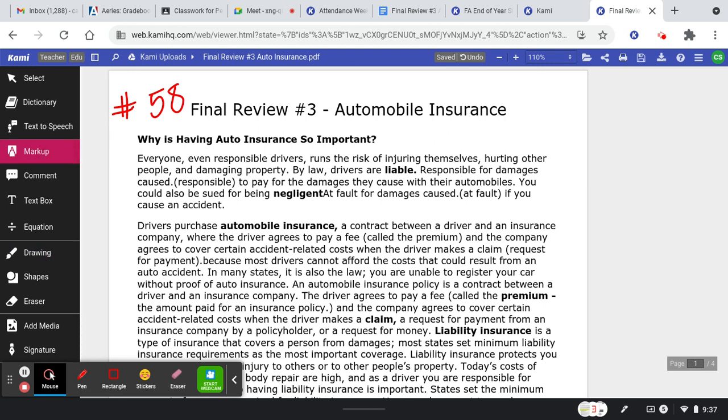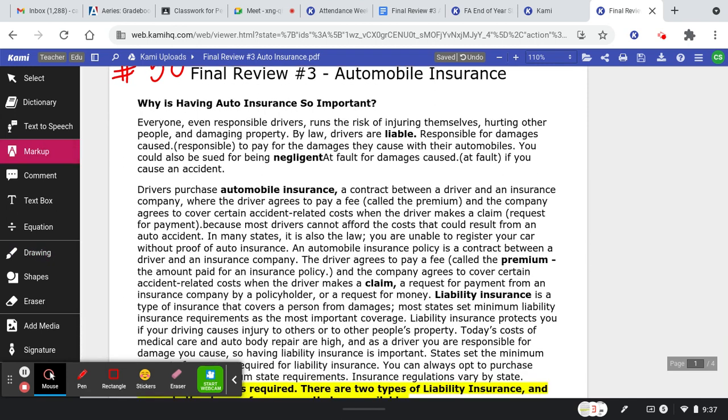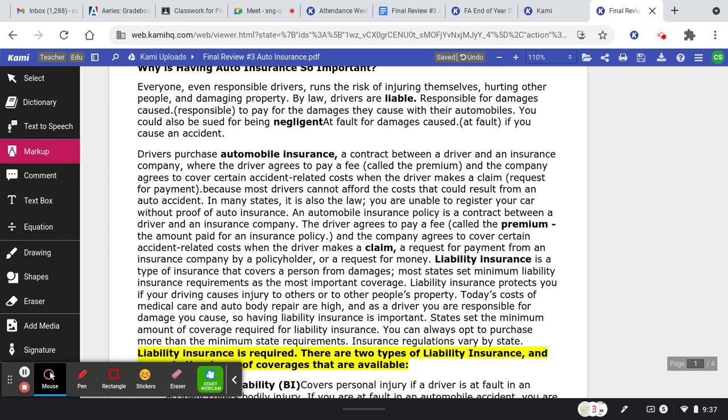Why is having auto insurance so important? Everyone, even responsible drivers, run the risk of injuring themselves, hurting other people, and damaging property. So just so you know, when you step in that car, drivers are liable. You're responsible for damages caused, to pay for damages caused with your automobiles. You could also be sued for being negligent or at fault for the damages caused, especially if you cause the accident. So drivers have to purchase automobile insurance.